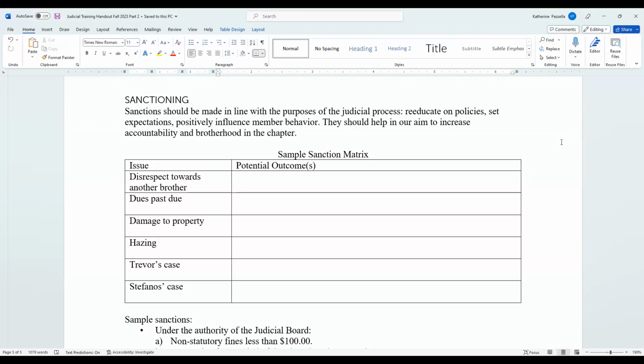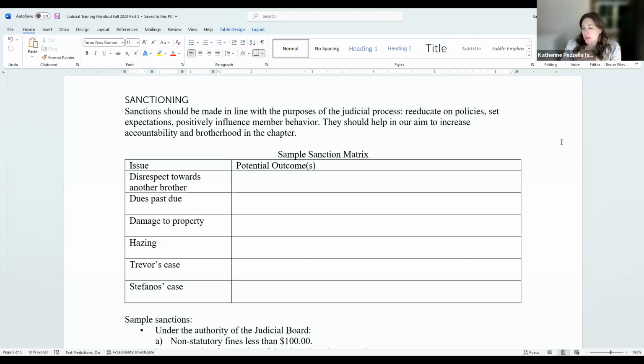For the first one, for disrespect towards another brother, I put down apology to brother and either community service and social probation on top of that. Okay. Great. How do you think that increases accountability or brotherhood in the chapter? Well, I feel like most disrespect to any other brother kind of occurs in a social setting where people are either intoxicated or just under the influence. So I feel like that social probation will kind of help them get that in check. And the apology to brother, I feel like that's just to reinstate brotherhood, make sure you are good with your brother.